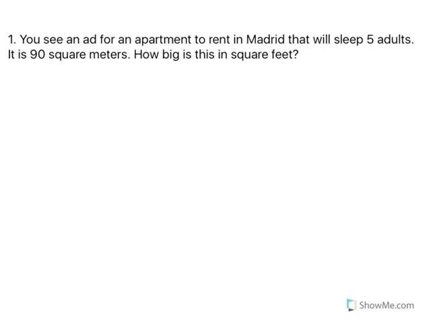In number 1, you see an ad for an apartment to rent in Madrid that will sleep 5 adults. It's 90 square meters, and you think, wow, that seems really small. But how big is that in square feet? Because in the U.S. we talk about housing space in square feet. So if we start with 90 meters squared, well, when I look at my conversion, I know that I can change meters to yards to jump across the pond.